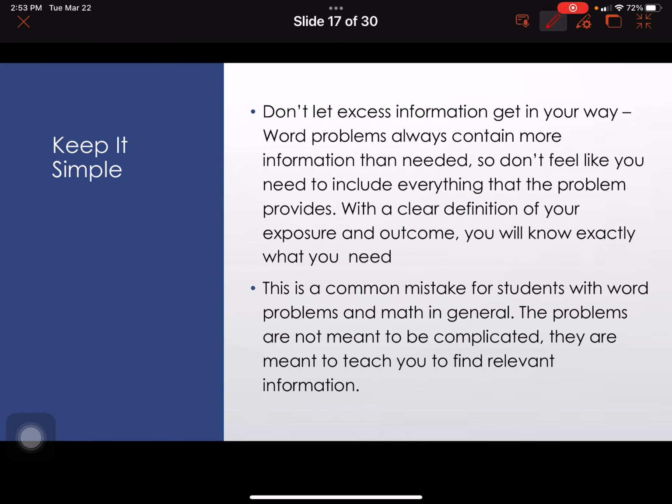Remember to stay calm and keep it simple. Don't let extra info get in your way. Word problems always contain more than what's needed. So don't feel like you need to use all of it, and with a clear definition of exposure and outcome, and knowing what the problem is asking for, you're already halfway done. Word problems are not meant to be overly complicated, but they are meant to test your ability to pull out relevant information and get to the answer.